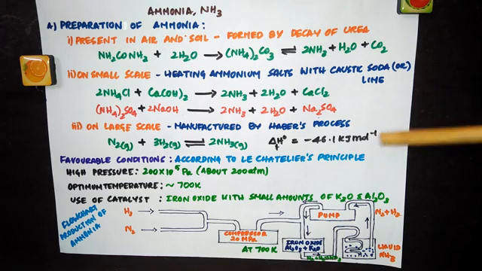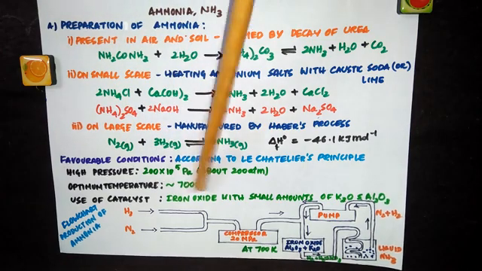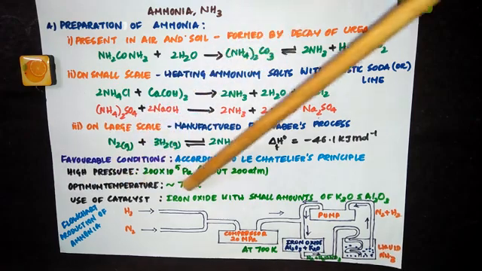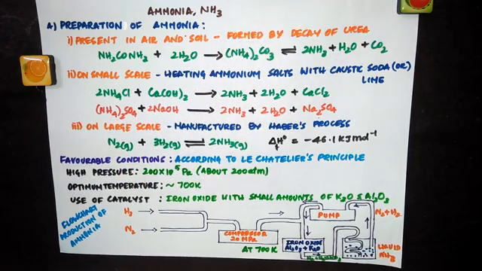So we know this is an exothermic reaction. So lowering the temperature will favor the formation of ammonia. But at low temperature, the rate of the reaction will be very slow. So we are not going to use a very low temperature, but we are going to use an optimum temperature for the reaction that has been found to be around 700 Kelvin. So for the yield of ammonia, one favorable condition is an optimum temperature of around 700 Kelvin.